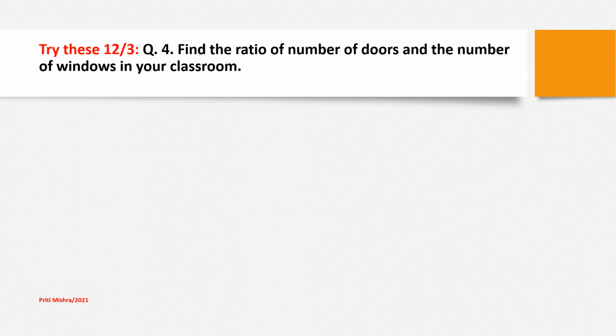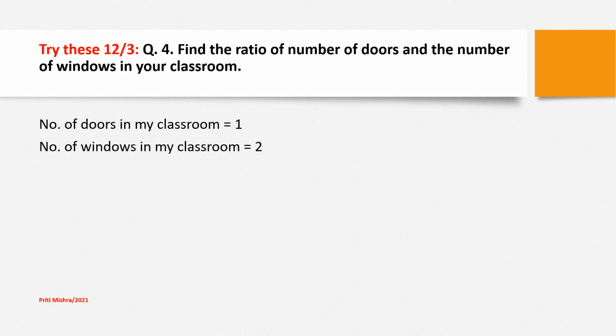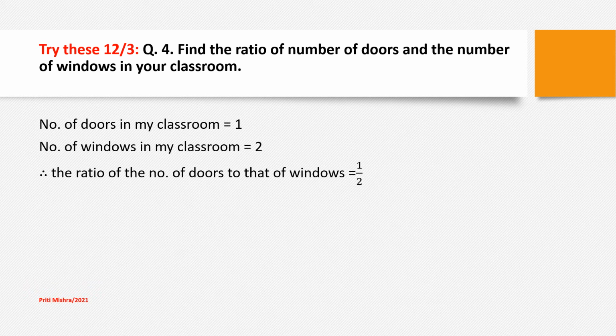Question number 4. Find the ratio of number of doors and the number of windows in your classroom. Number of doors in my classroom, that is 1. Number of windows in my classroom, 2. Thus the ratio of the number of doors to that of windows, 1 by 2. In ratio terms, 1:2.